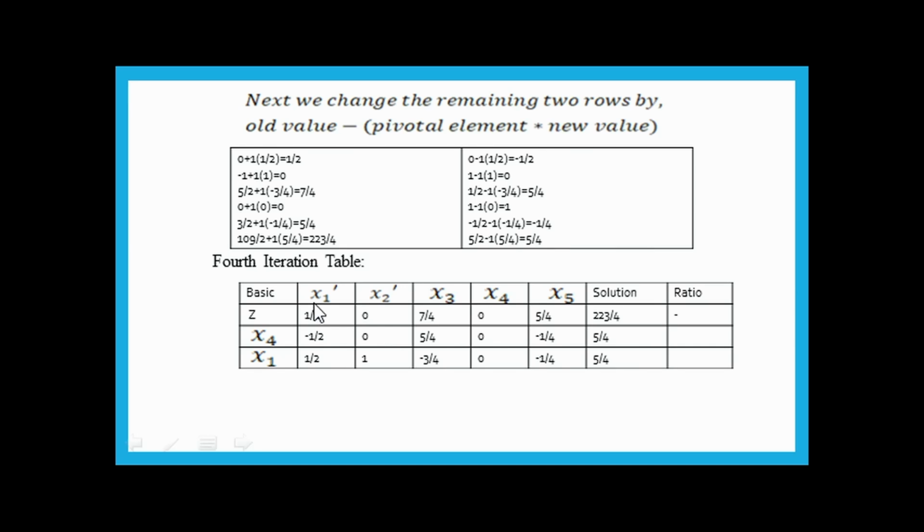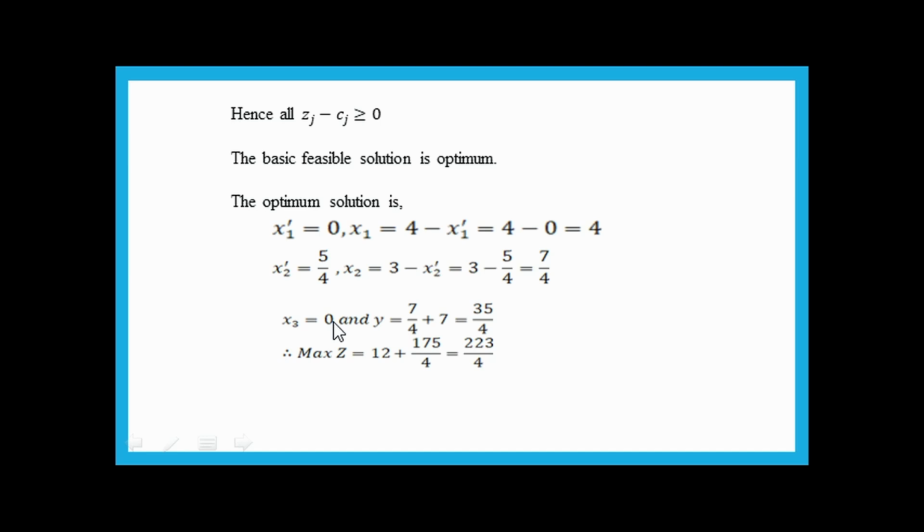We have the fourth iteration table with z row as 1 by 2, 0, 7 by 4, 0, 5 by 4. The solution is 223 by 4. And x4 row as minus 1 by 2, 0, 5 by 4, 1, minus 1 by 4, and the solution value is 5 by 4. x1 row as 1 by 2, 1, minus 3 by 4, 0, minus 1 by 4, 5 by 4. In this table, all the Zj minus Cj values are positive. So we obtain the optimum solution. So we stop the algorithm procedure here.